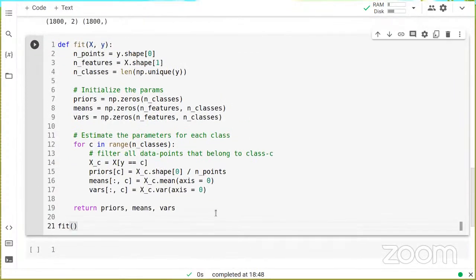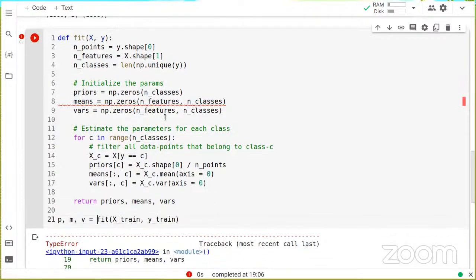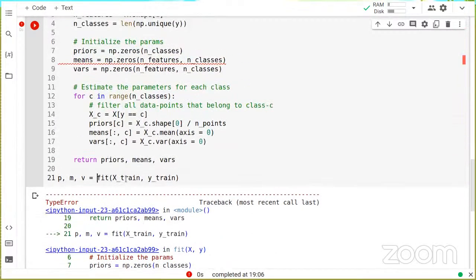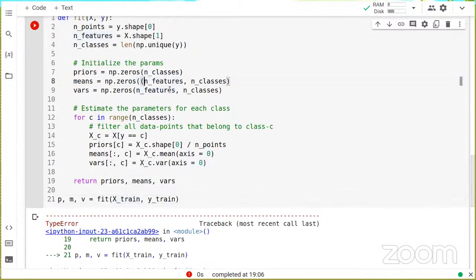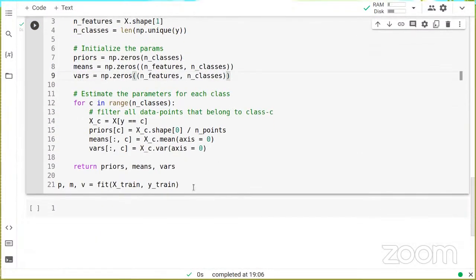I'll call fit on X train. PMV, right? Priors, means, and variances. Okay. First error we have: it's double brackets, right? Should be a tuple. This should also be a tuple. Okay, that is our first error fixed. What other errors? Okay, we don't seem to have any other errors.